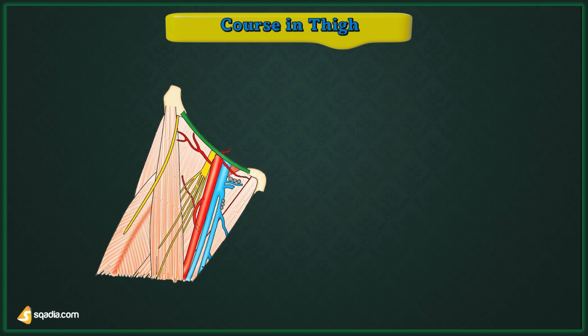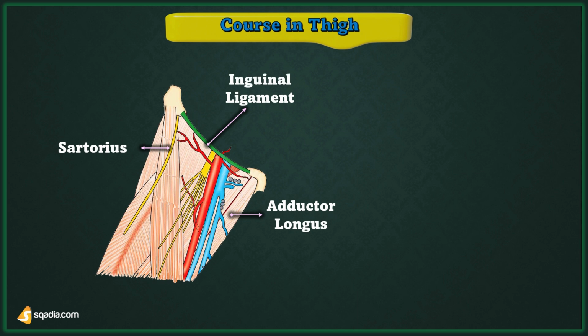This here is the femoral triangle. Muscles such as sartorius and adductor longus make up the boundaries of this triangle, along with the inguinal ligament. The femoral artery and the femoral vein here move inside the femoral sheath. This here is the femoral nerve.